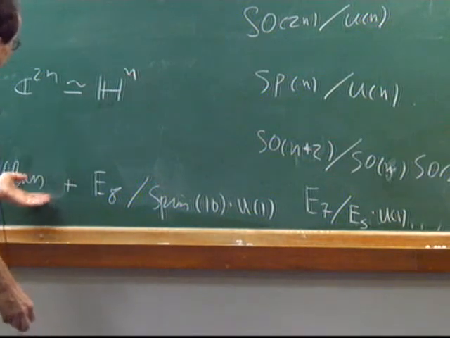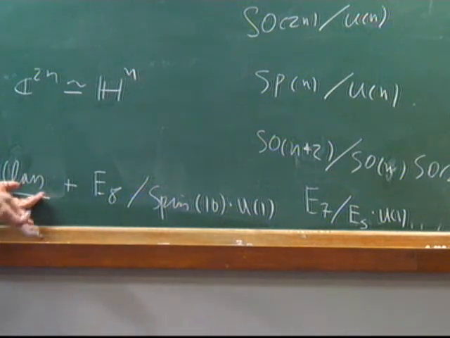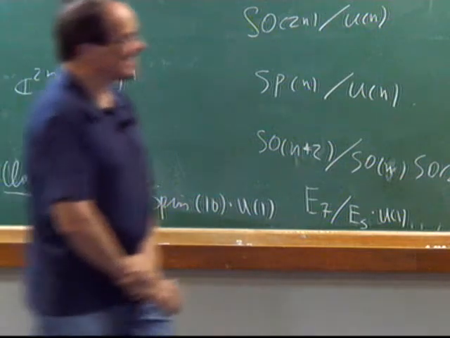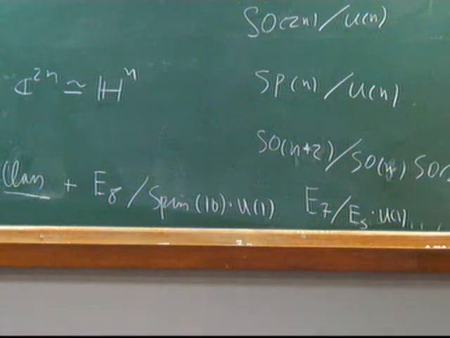So this follows after classifying all symmetric spaces and then checking when K is semisimple or not. That's the proof. Okay, so let's prove this. Actually, this is fun to prove.